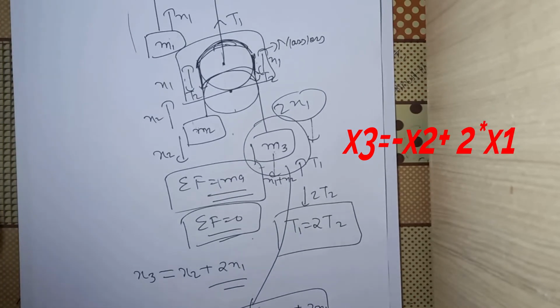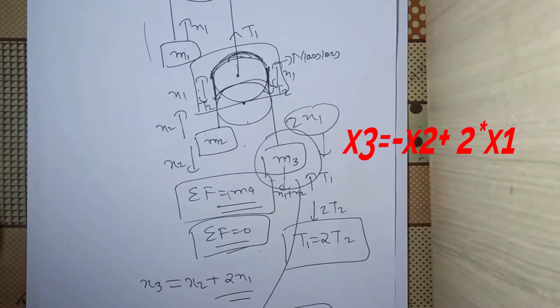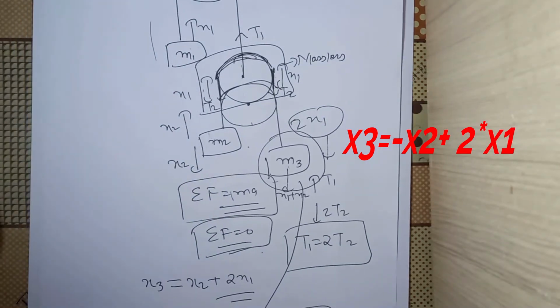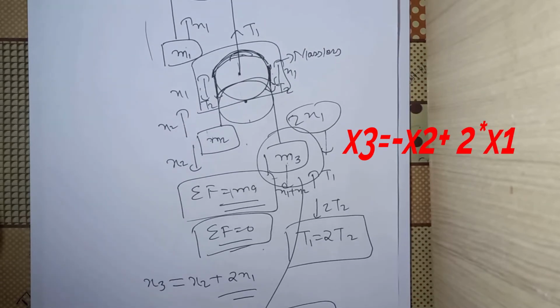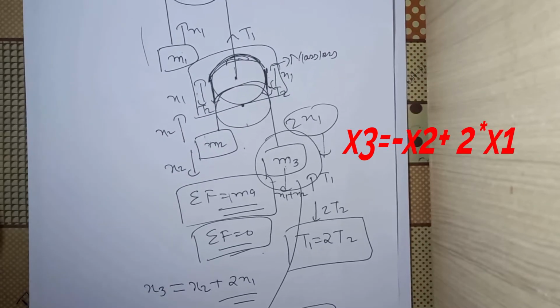So this will be the relation. You need to be very, very careful about the initial direction that you choose. You have the liberty to choose any direction that you want, but just stick to it. This is how we develop some constraint relations. Now let us talk about the short trick.